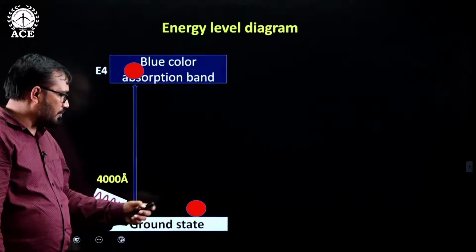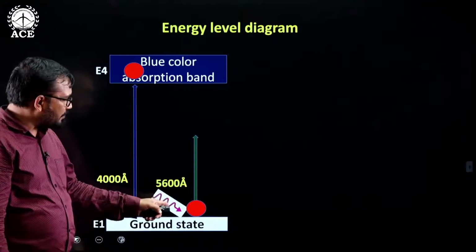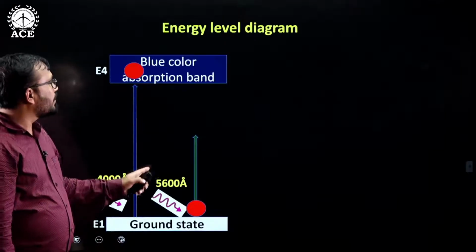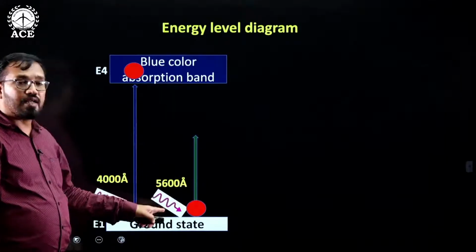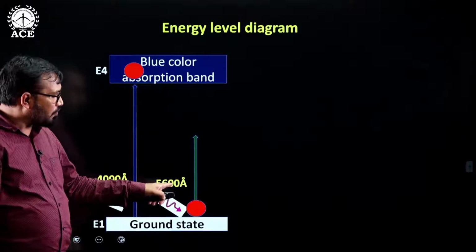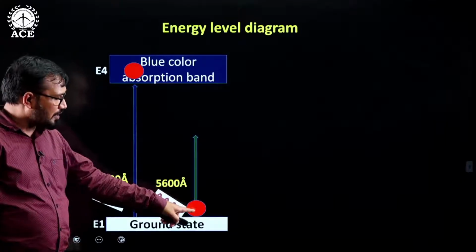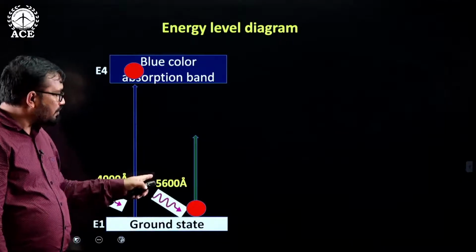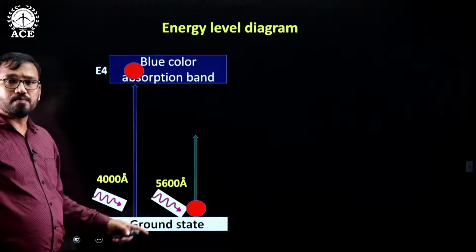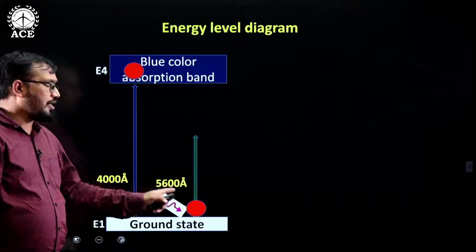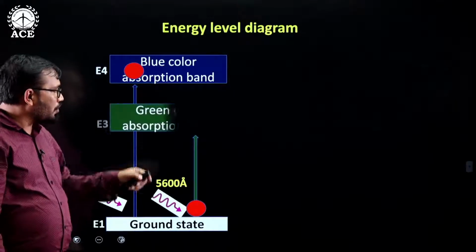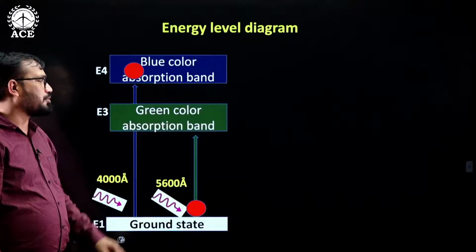Similarly, come to this atom. This atom interacts with which wavelength? 5600 angstrom, bluish green color. What is it? Green color wavelength. What happens when a photon of this wavelength falls on this atom present in the ground state? This atom will be excited. So which photon has the longer wavelength? Green color, which means it has lesser energy. It will be located at the lowest energy level, which means the green color absorption band.